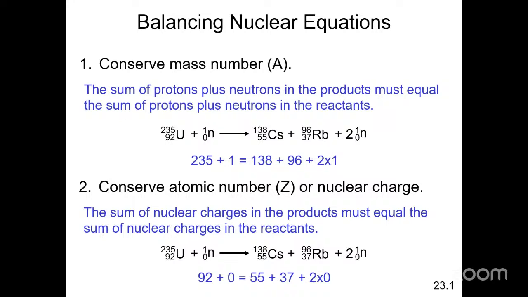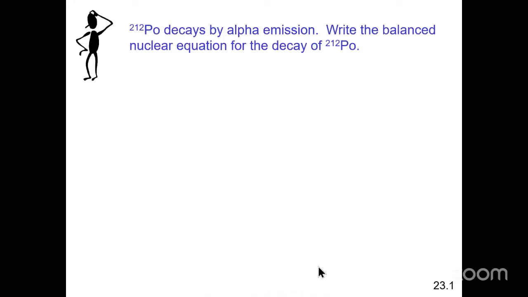All right, so I think I have an example lined up here. It says polonium-212 decays by alpha emission. Write the balanced nuclear equation for the decay of polonium-212, right? So basically, it says that it decays by alpha emission. That's one key thing you need to be cognizant of. You need to know the symbol of the particle that is stated in the question. In this case, it decays by alpha emission, so it basically gives up an alpha particle. Just to remind you, an alpha particle can be represented by either this symbol or this symbol, right?